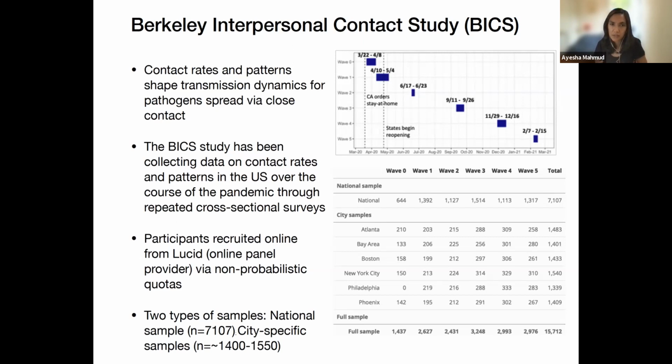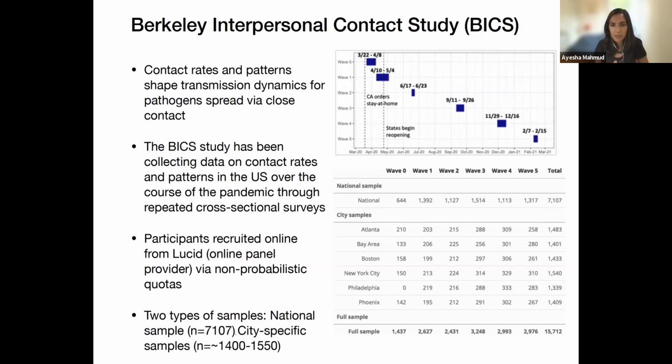We have a nationally representative sample, so the quotas are matched to the demographics of the entire US population, and then we have several city-specific samples. The reason for this is we had some collaborators in various places in the Bay Area, in Boston, who wanted these city-specific samples, and so we added some of these cities. Philadelphia we didn't have in the first wave, but someone in the health department reached out to us, and so we started adding Philadelphia as well.